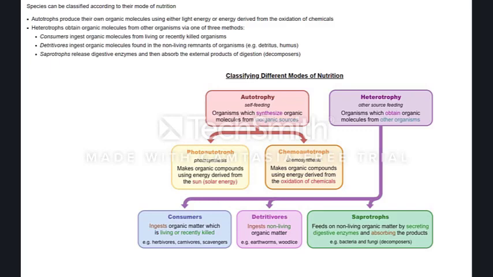So autotrophs make their own food, heterotrophs get their food from other living things, and there's a class of heterotrophs of which many bacteria are a member: decomposers. They feed on basically organic matter and cause decay.